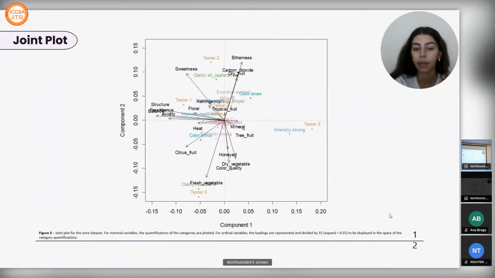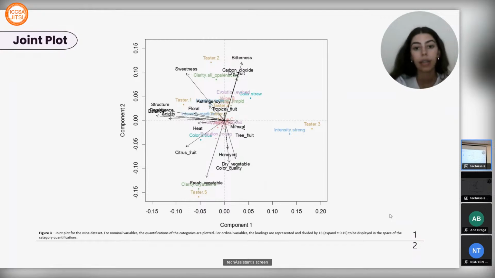Regarding the points of the categories of the nominal variables, their position reflects the relationship with the ordinal variables. According to the obtained discrimination matrices, it was concluded that the variables intensity and color are discriminants in the first component, the variable clarity discriminates on the second component, and the variable evolution does not significantly influence either component. The categories A, C, D, E, and G of the variable wine are mostly clustered at the origin of the plot and are not associated with any components. The wines B and F are similarly related to the variables bitterness, dry fruit, carbon dioxide, and sweetness.